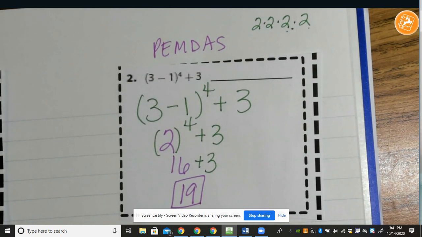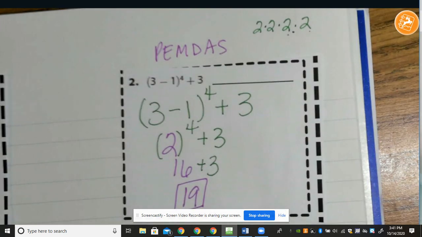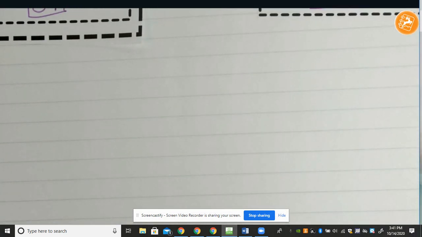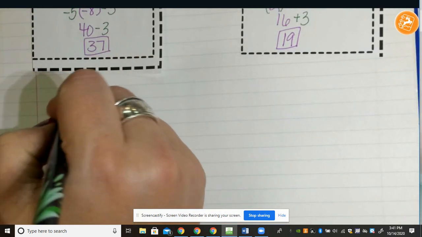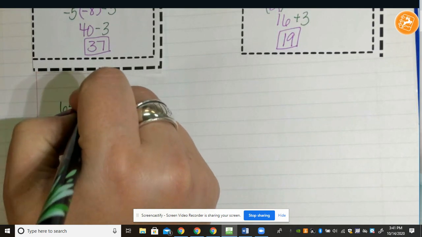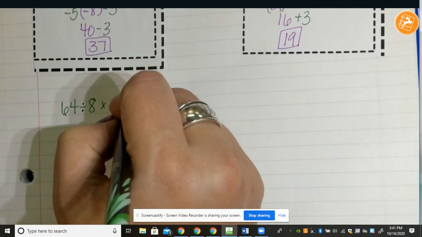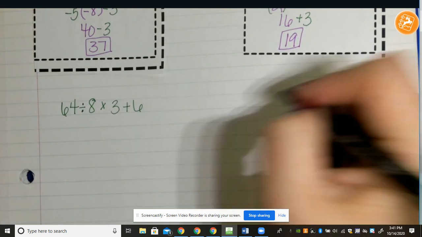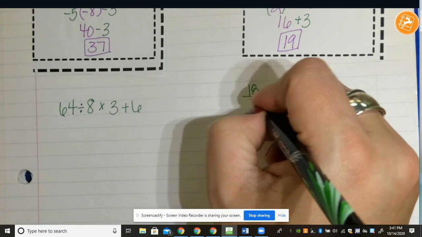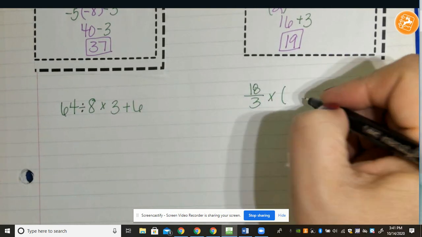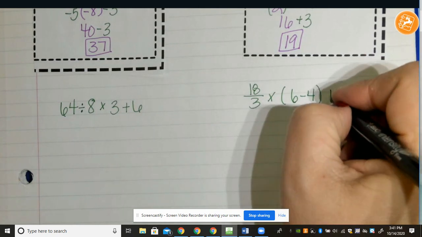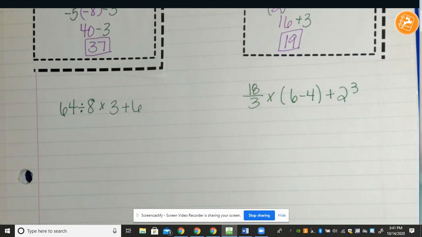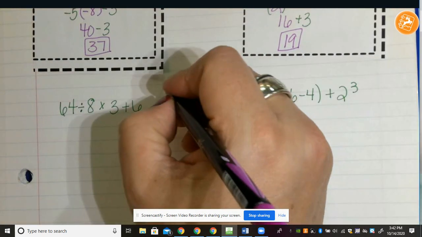Okay, as I said, I'm going to do a couple more questions as well. So I want you to write down 64 divided by 8 times 3 plus 6. And 18 over 3 times, open parentheses, 6 minus 4, close parentheses, plus 2 cubed. Okay? Now, again, we have to remember PEMDAS.